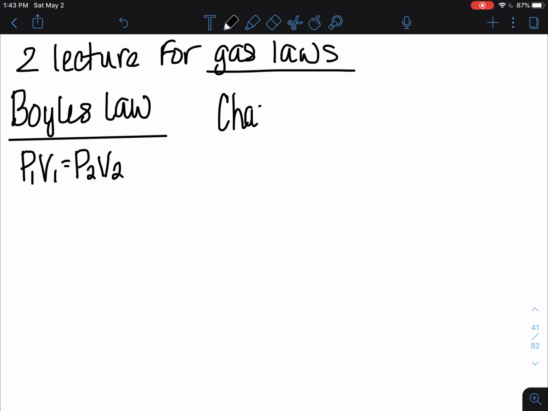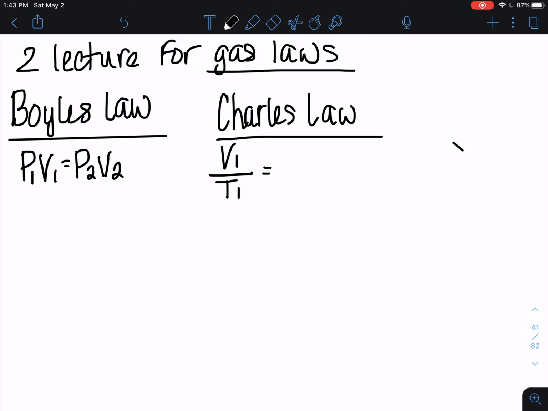We also learned about Charles' law. Charles' law states that volume is directly proportional to temperature if the pressure and the number of gas molecules stay constant. So these are the two gas laws that you've learned so far, and what I'm going to introduce to you now is the combined gas law.